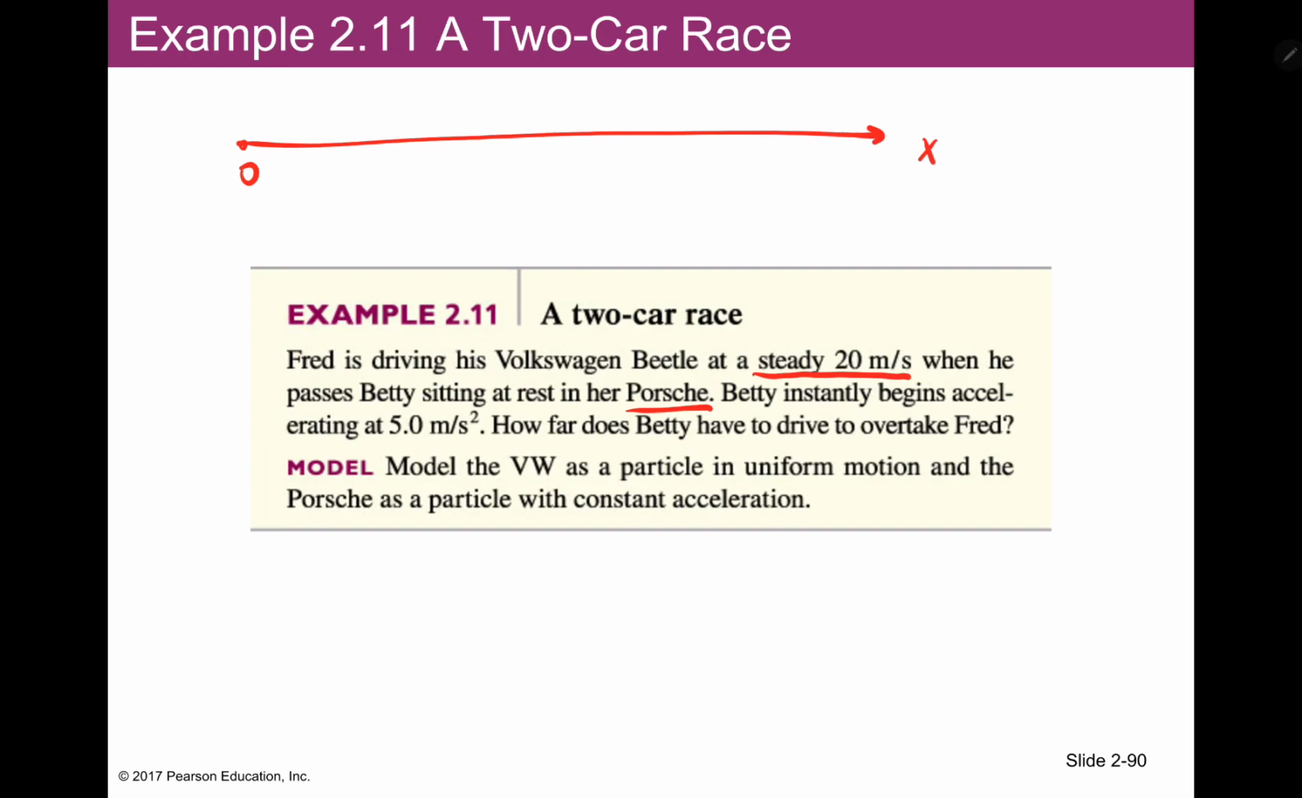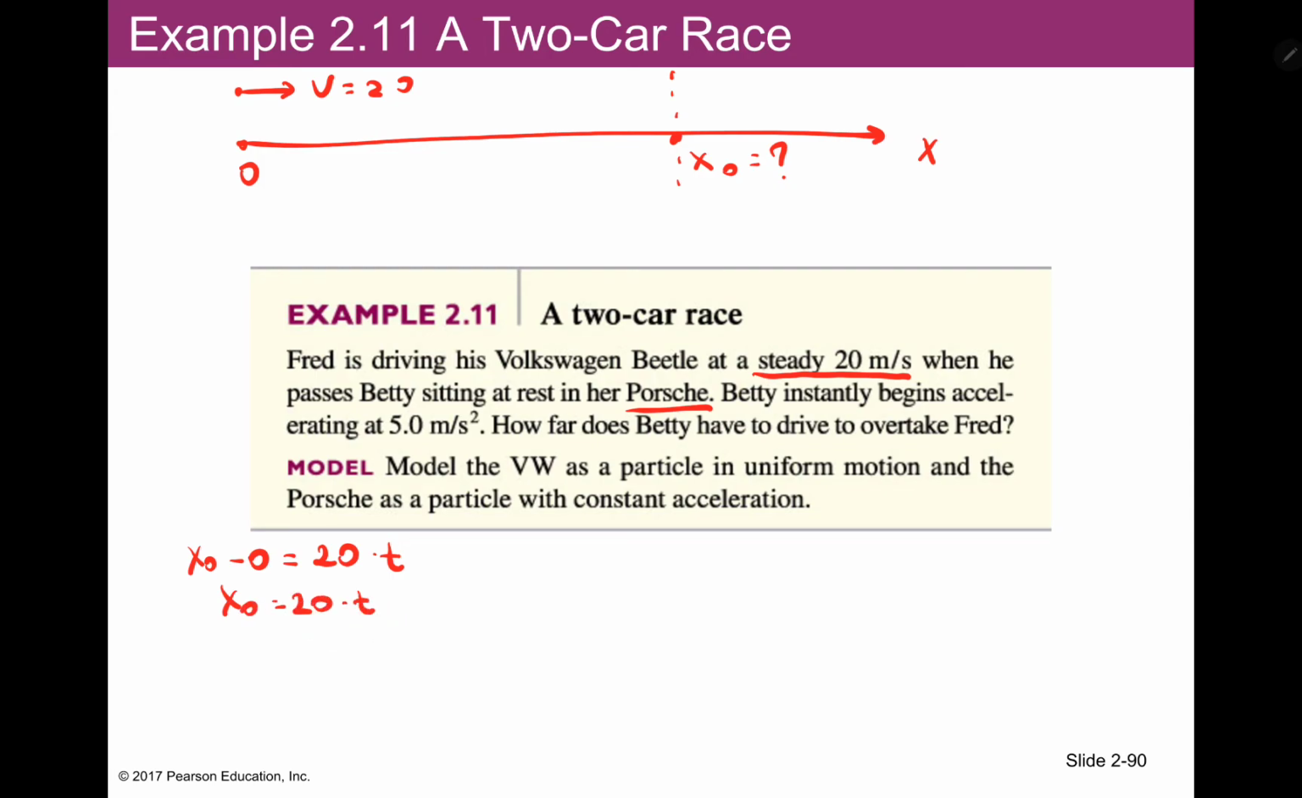Now Volkswagen is here, moving with constant velocity 20. And let's say Porsche will catch the Volkswagen somewhere here, and this position is x0. We need to find this x0. We know that Volkswagen is moving with constant velocity, so x0 minus 0, this is the displacement for the Volkswagen, should be equal to the velocity of Volkswagen, which is 20, times time. So basically x0 equals 20 times time.